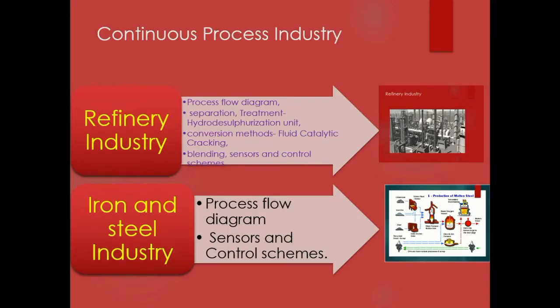Next comes the very interesting part, that is the continuous process industry and the batch process industry. What do I mean by a continuous process industry? First I will explain that. A continuous process industry is one that works continuously for a longer period of time, ideally non-stop, so the continuous process is taking place. Who comes under it? The refinery and iron and steel industries, basically manufacturing and life supplement industries come under it.